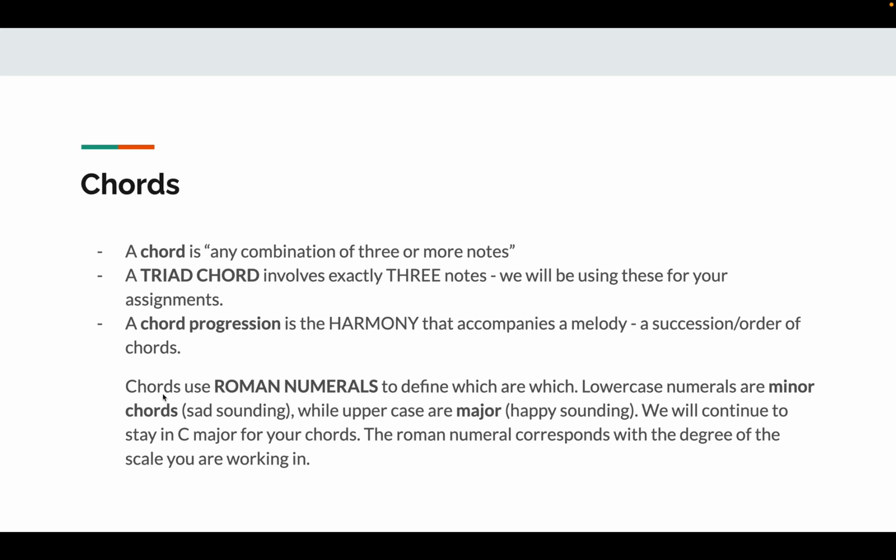And specifically, when you're writing out chords, they use Roman numerals to define which chords are which. We're going to continue to use C major just like we had for the other assignments, so only white keys. And the Roman numeral corresponds with the degree of the scale you're in. So a C chord in C is going to be a 1. And then we go up from there. So a D would be a 2, E would be a 3, F would be a 4, G would be a 5, and so on. And then there's your Roman numerals down here. So C is 1 in the key we're in, D, E, F, G, A, B.